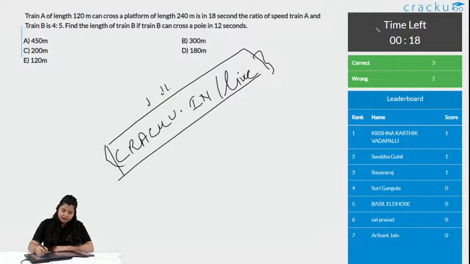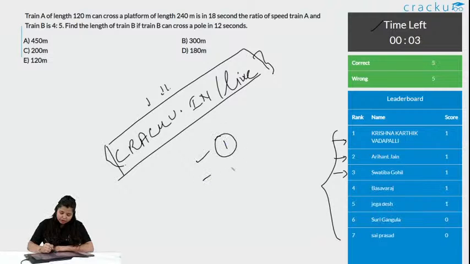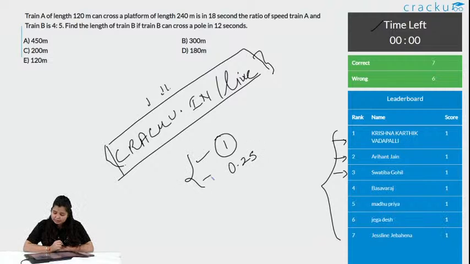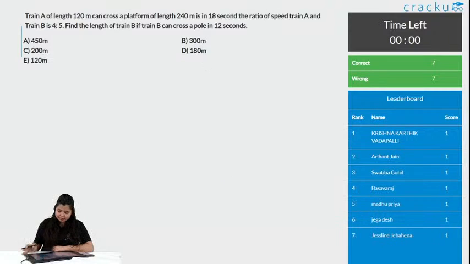As you can see the format, here is the time given, that is 17 seconds remaining. This is the board for the top 7 people, and these are the top 3 people. For every correct answer you get 1 mark, and for every wrong answer there is a negative marking of 0.25. With this, there are 7 correct answers and 7 wrong answers. Let's see how we solve this.